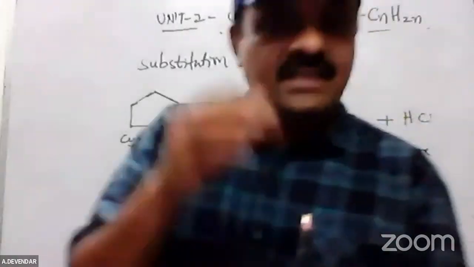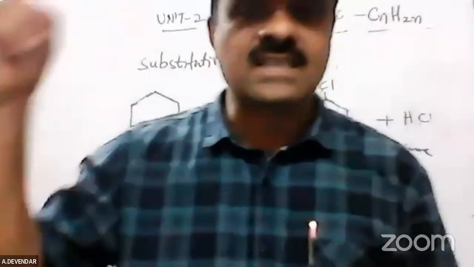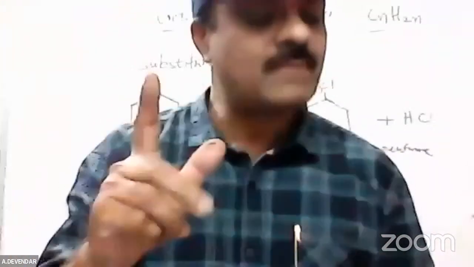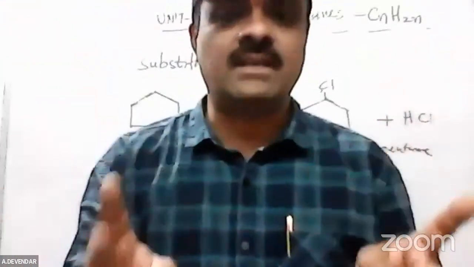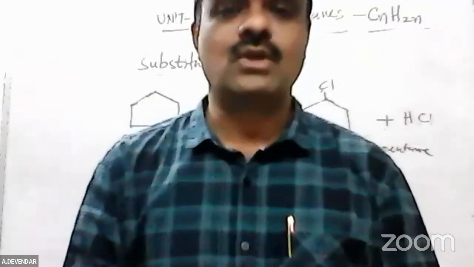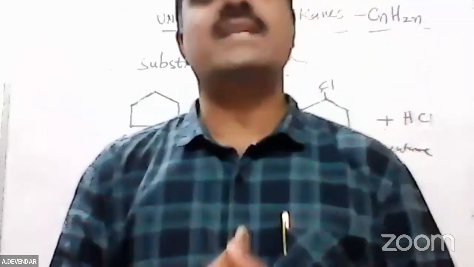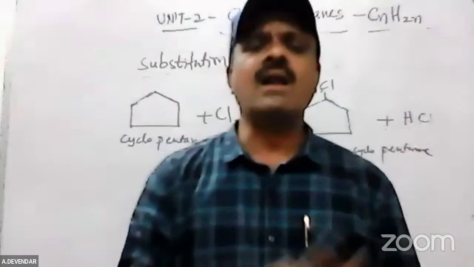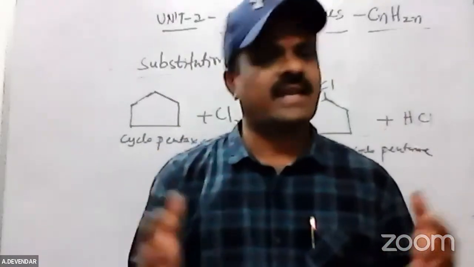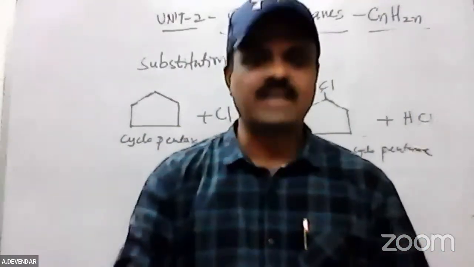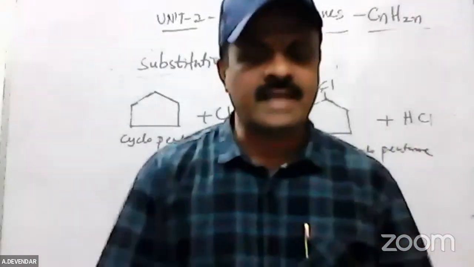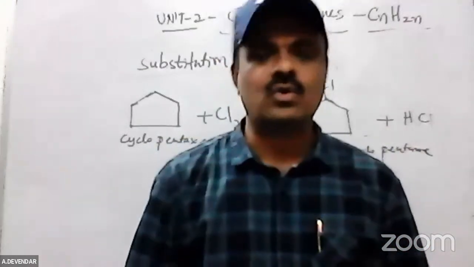The Baeyer strain theory has some defects. Those defects will be explained by the Sachse-Mohr theory. These two theories are very, very important from your examination point of view. So what is the Baeyer strain theory? What he says is that all cycloalkanes are planar ring structures. Okay, that means the arrangement will be present in the closed form.